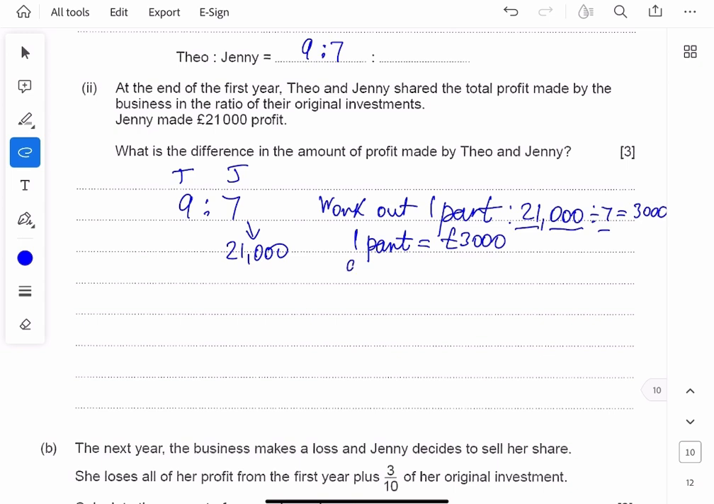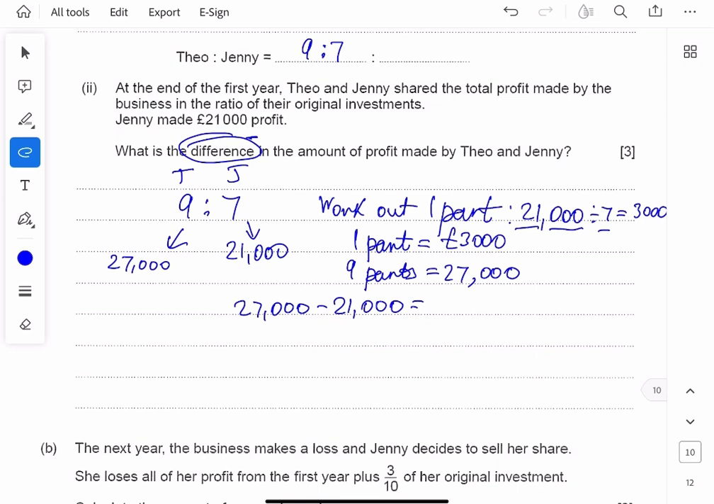And we need to work out Jenny's part now, 9 parts. So we multiply by 9. 3,000 times 9 will give you 27,000. So we're nearly there. In the last step, we need to work out the difference between these two amounts we just worked out. So difference means subtraction. So 27,000 minus 21,000. So 6,000 is the answer.